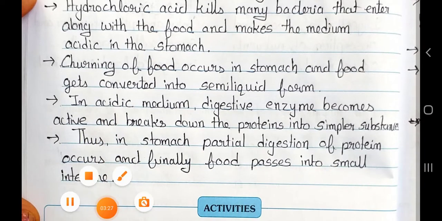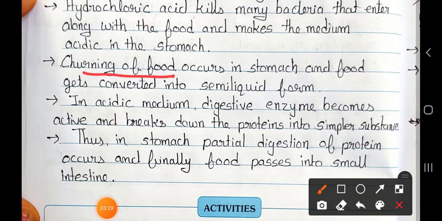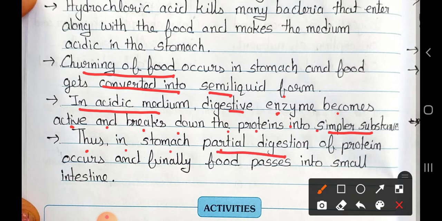Churning of food occurs in the stomach and food gets converted into semi-liquid form. Next point, in acidic medium, digestive enzymes become active and break down the proteins into simpler substances. Last point is, thus in the stomach partial digestion of protein occurs and finally food passes into the small intestine.